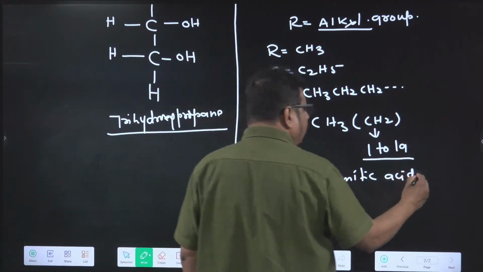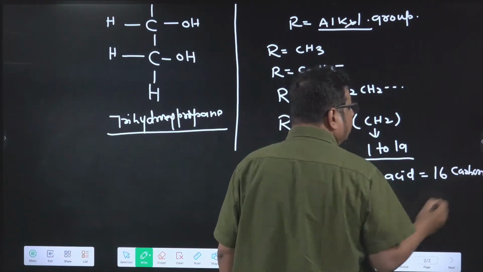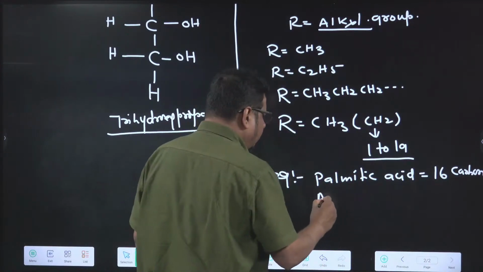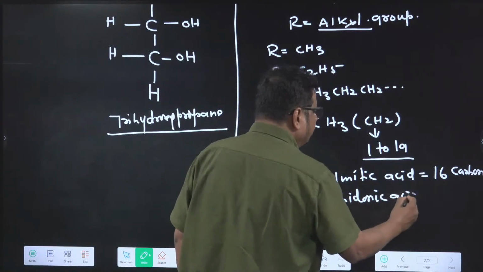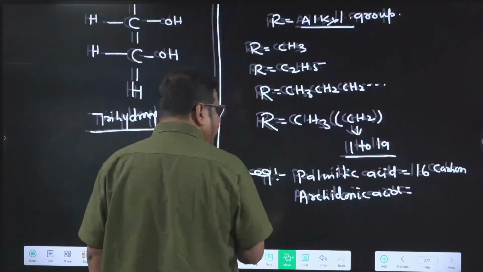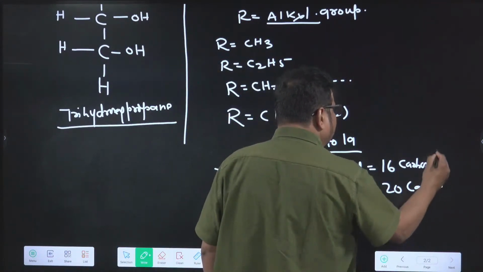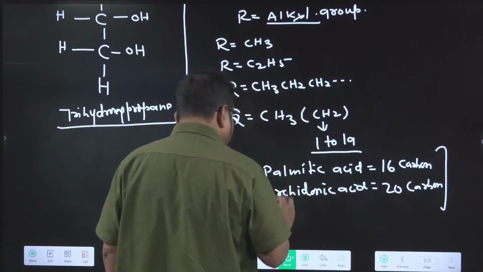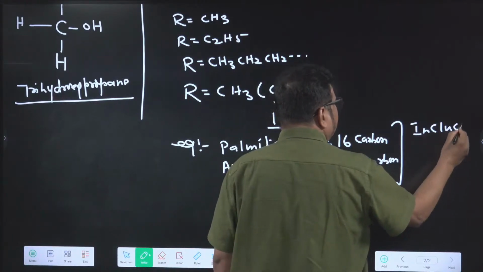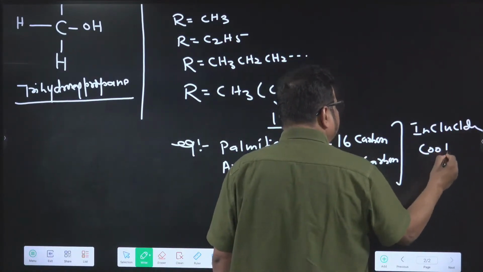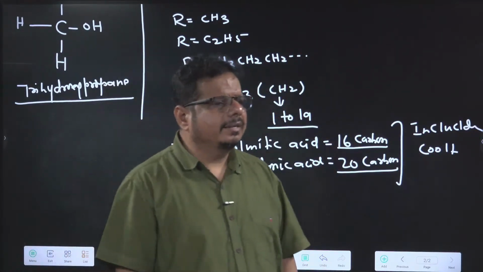So if you talk about palmitic acid, how many carbon is there? 16 carbon, including carboxyl carbon. Arachidonic acid, it is how many carbon fatty acid? It is 20 carbon fatty acid. And these are including COOH. It is 16 carbon and it is how much carbon? 20 carbon. Getting the idea, understanding the idea.